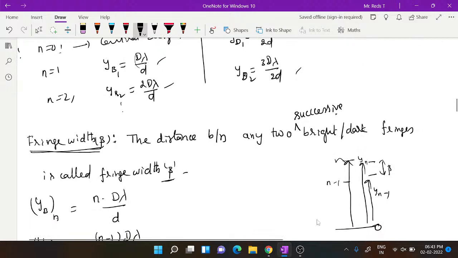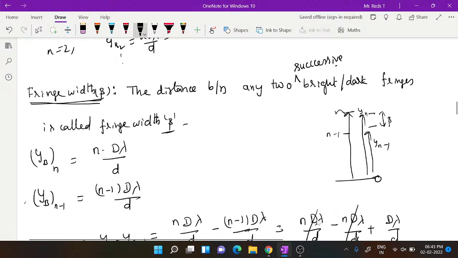How to find the expression for beta? Let us consider the position of the nth bright fringe. The nth bright fringe is at n D lambda by d. The one coming before the nth bright fringe is the (n minus 1)th fringe, so in place of n, if you keep n minus 1, you get (n minus 1) D lambda by d. The distance between them, if this is the nth one, this is the (n minus 1)th one.